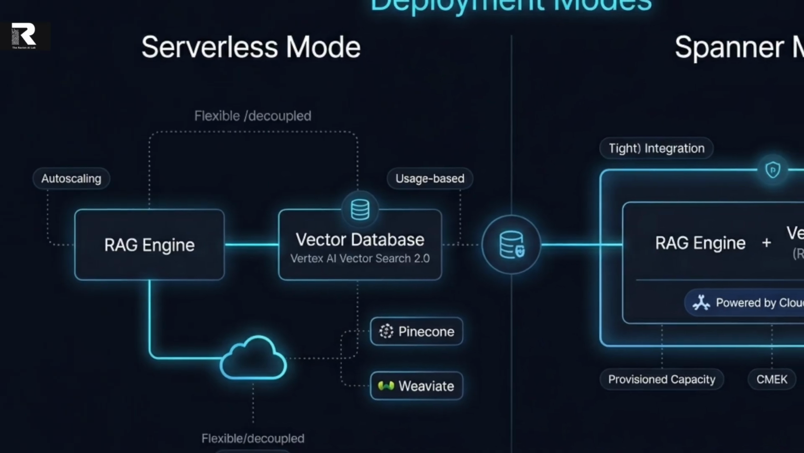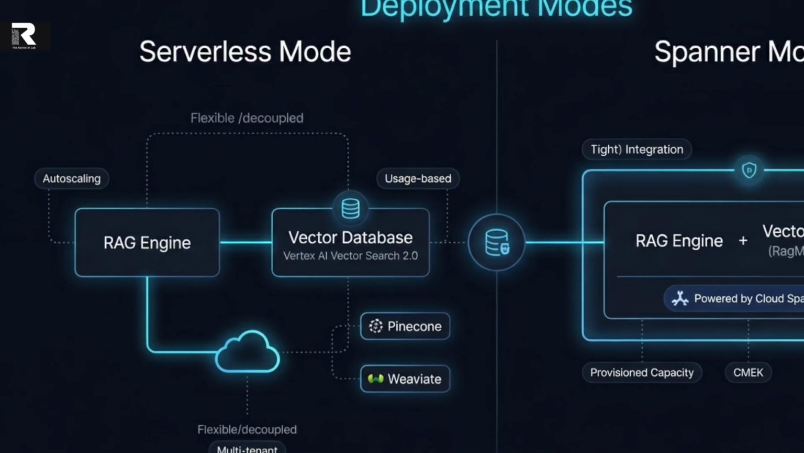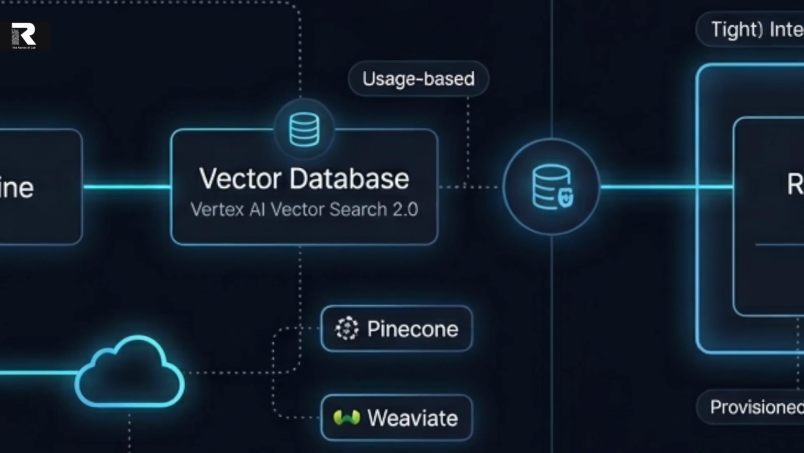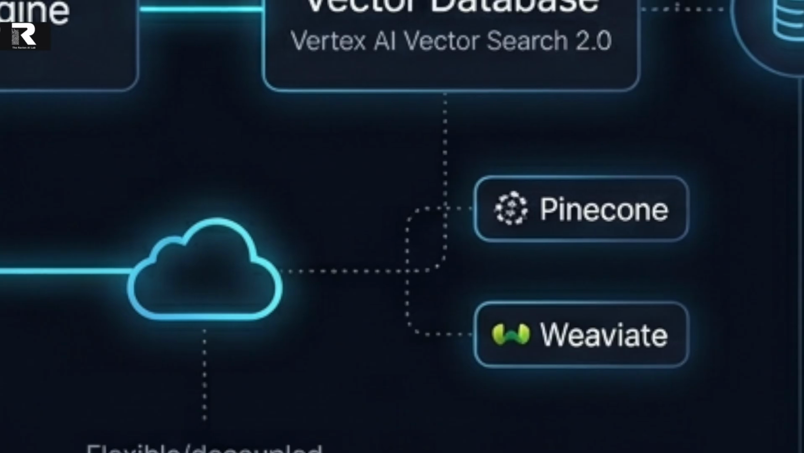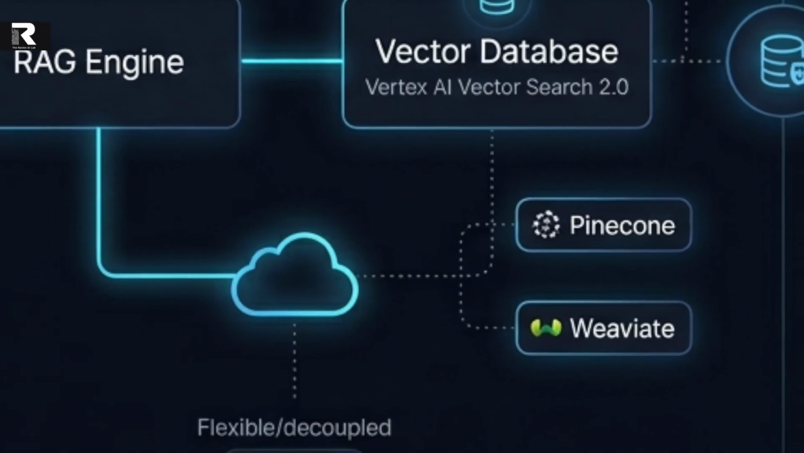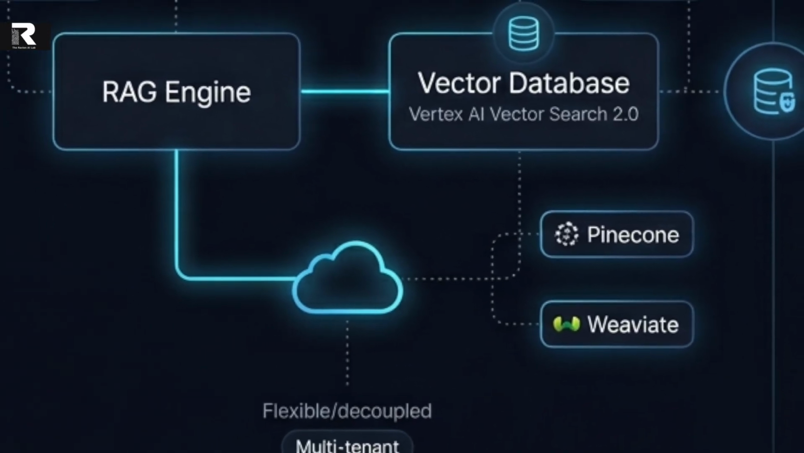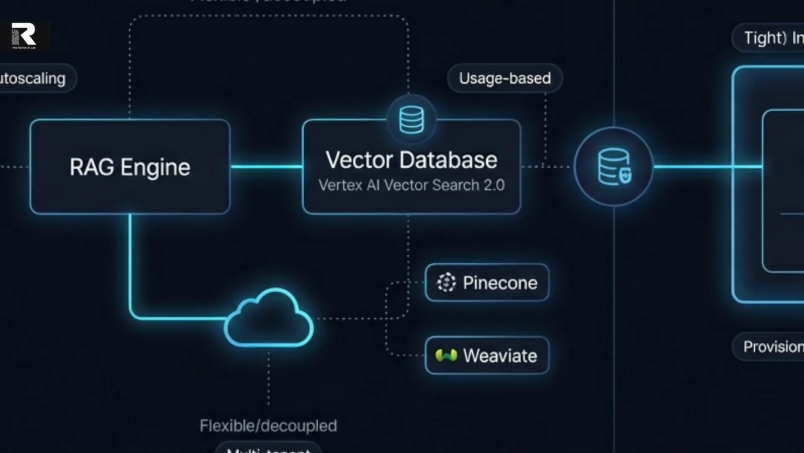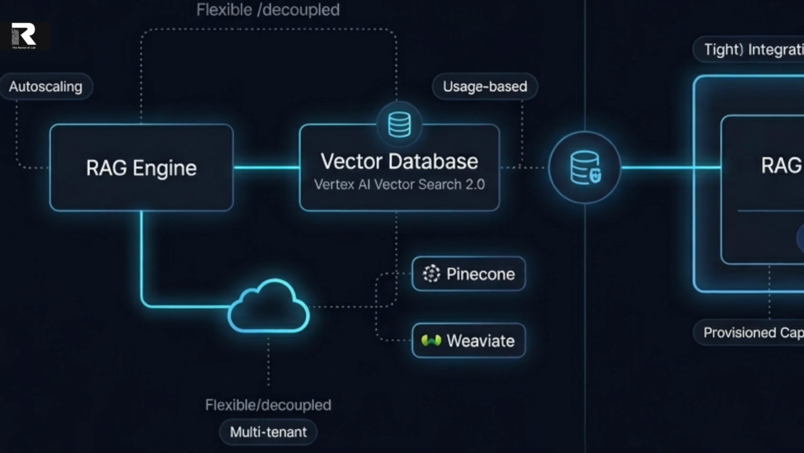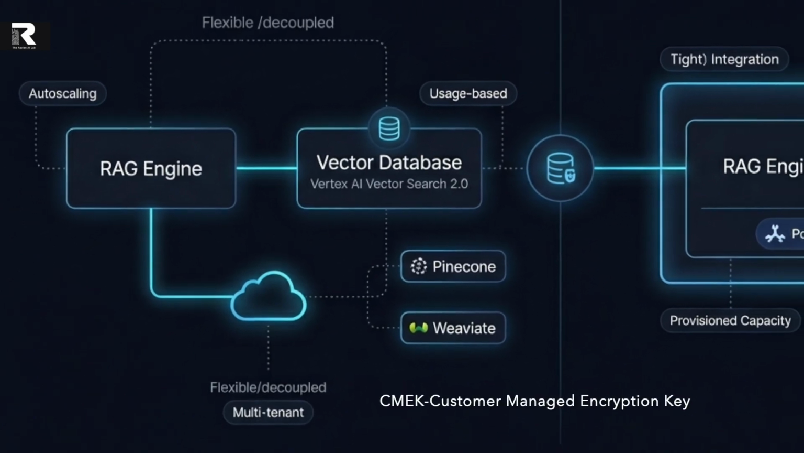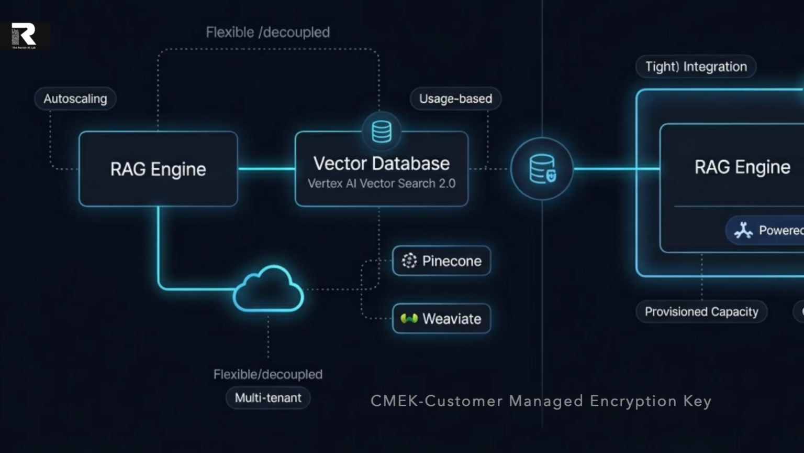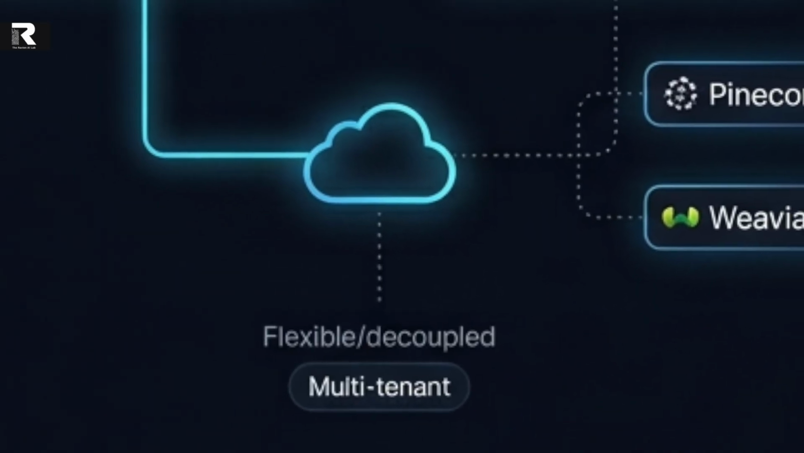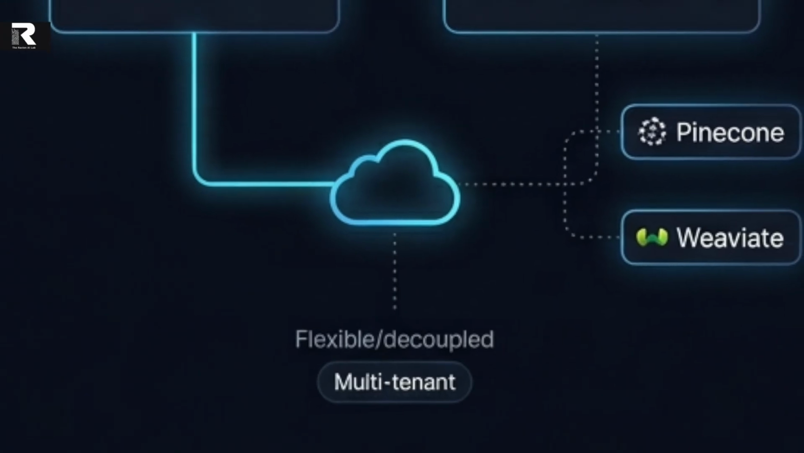Scaling: fully managed with auto-scaling right out of the box. VectorDB support defaults to Vertex AI Vector Search 2.0 and also supports providers like Pinecone and Weaviate. Cost model: fully usage-based. You pay for embeddings, storage, retrieval, and your selected vector database. There is no capacity planning required. Security note: CMEK is not supported. Data is securely handled, but runs on shared, multi-tenant infrastructure without dedicated performance isolation.